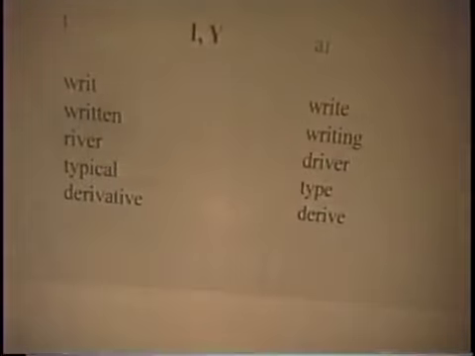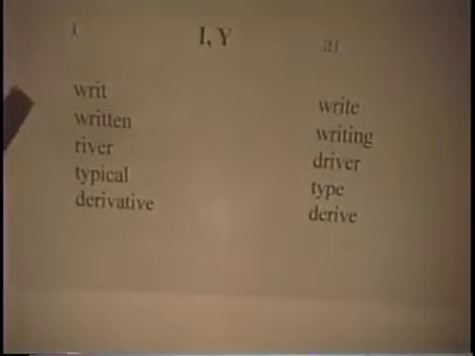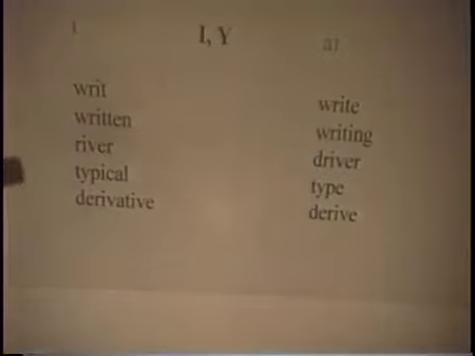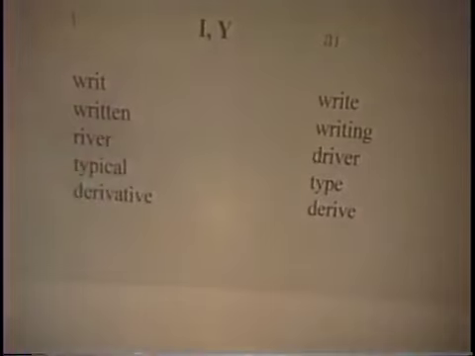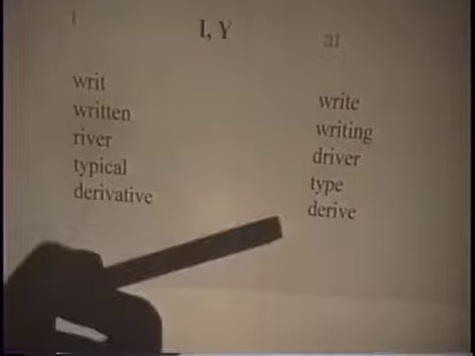Same relationship with the letters I or Y, which have the same meaning. So, for sort of related words, the legal term, a writ, noun, a writ, they write. The silent E shows us it's the long vowel, the I, write. Written, double T here. Writing, single T. Ambiguity, river, driver. Relationship between typical, type, or derivative to derive.